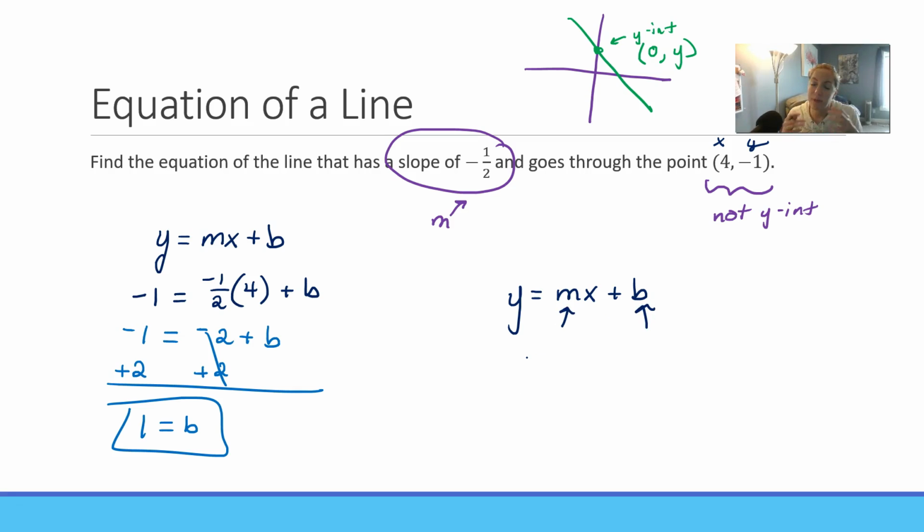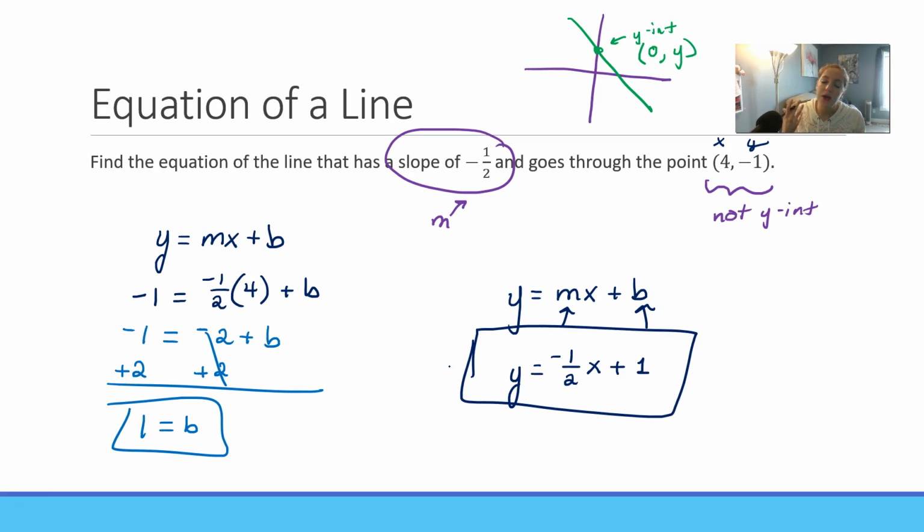So now that we know our m and our b, we can just plug in the information, -1/2 x, and b is 1. And that's going to give us the equation of the line. Note that your final equation of the line should leave the variables x and y in there. Please make sure these are present because this represents all the different points that could be on the line. Your m and your b are the only variables that you're replacing. Okay, so give that a go.